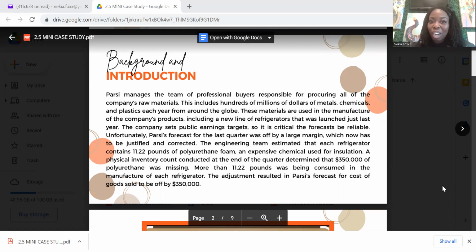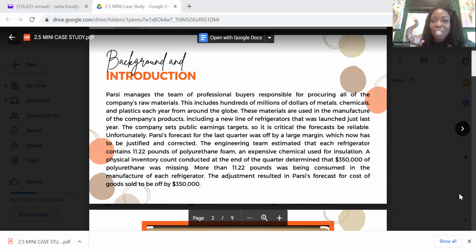The company sets public earnings targets, so it's critical that the forecast is reliable. Unfortunately, Parsi's forecast the last quarter was off by a large margin, which now has to be justified and corrected. The engineering team estimated that each refrigerator contains 11.22 pounds of polyurethane foam, an expensive chemical used for insulation.